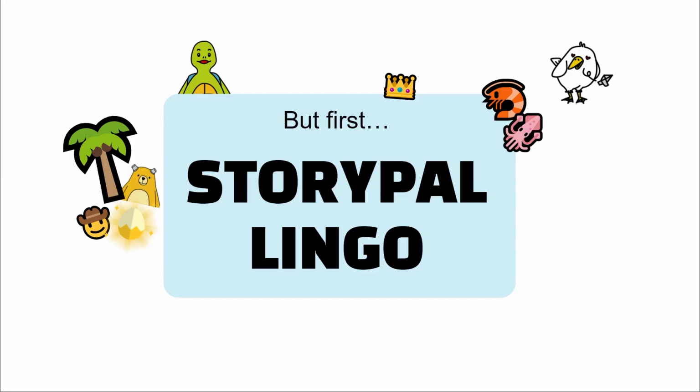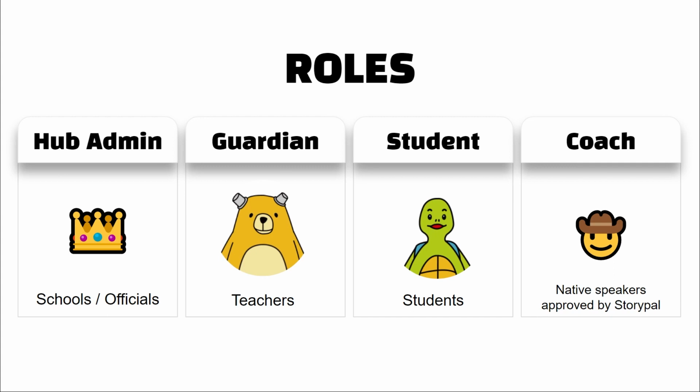So before we sign up though, I want to go over some of the Storypal specific lingo that we have, some of our special words that we use when we talk about the services and the roles and things like that that we have at Storypal. So the first piece of Storypal lingo that we should go over are the roles. There are 4 different user roles that we currently have at Storypal: the hub admin, guardian, student, and coach.